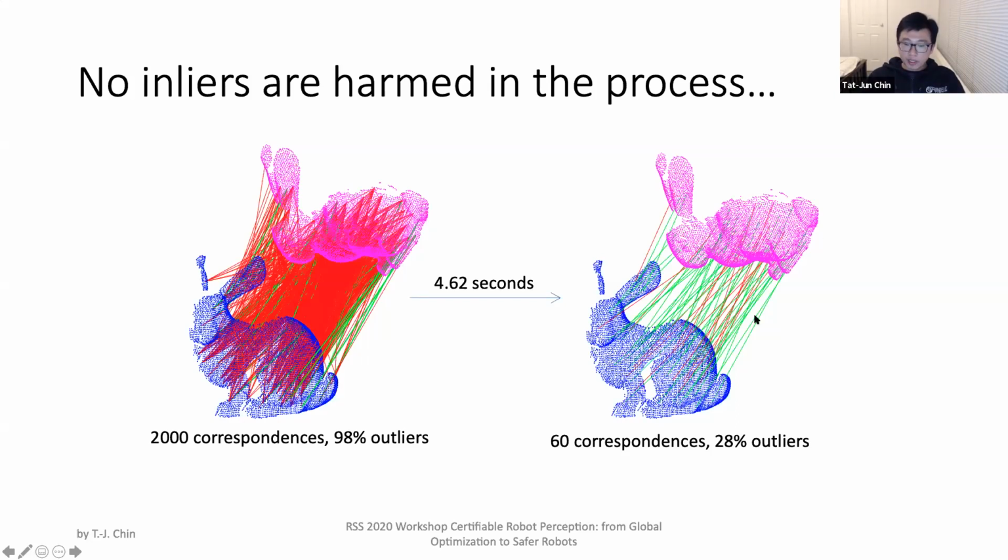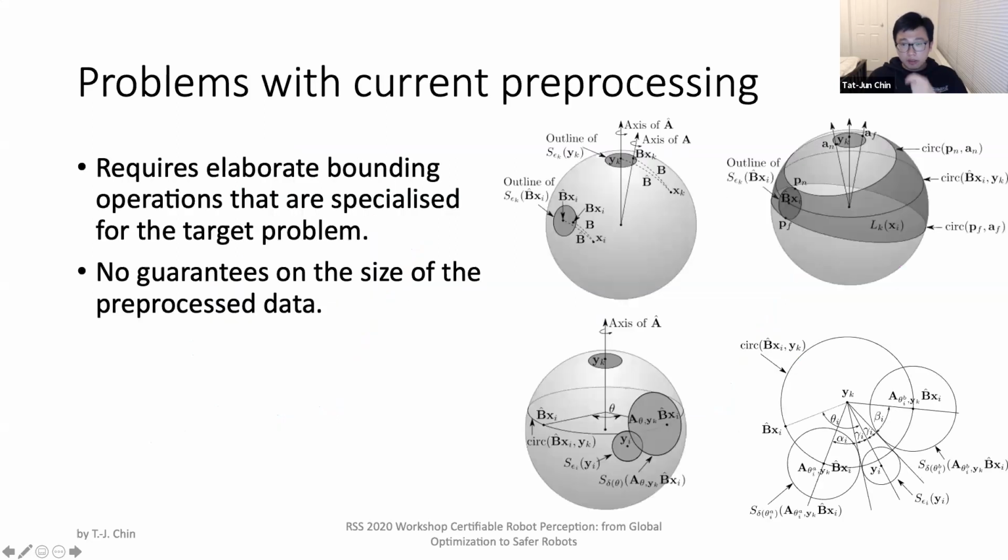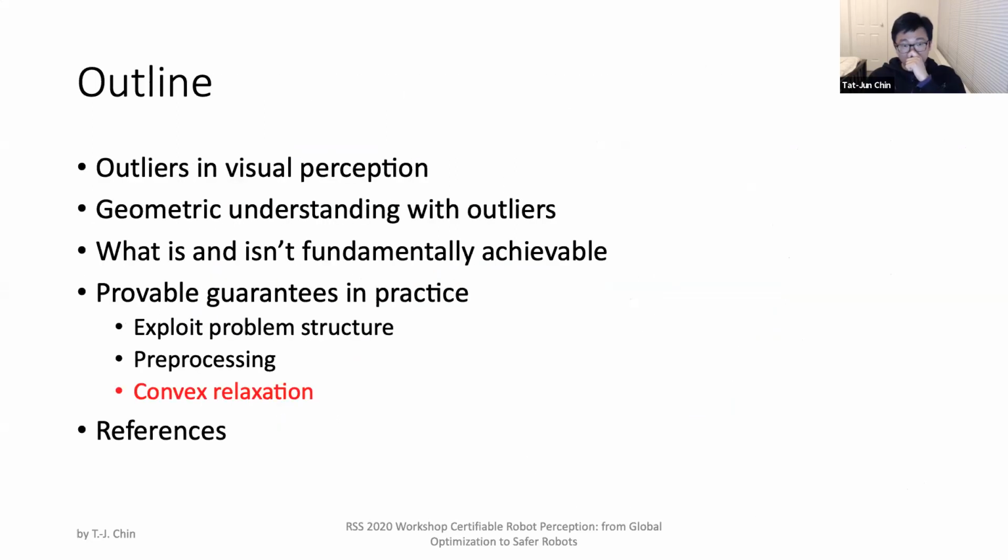Okay, and if we subject this set of remaining points to further optimization, then it's much faster because there are far fewer points and correspondences to deal with, and the outlier rate is also significantly reduced. So sorry, I don't have time to go through this.